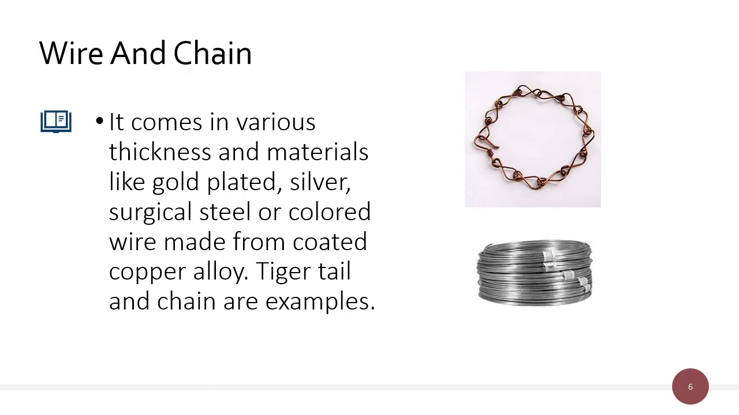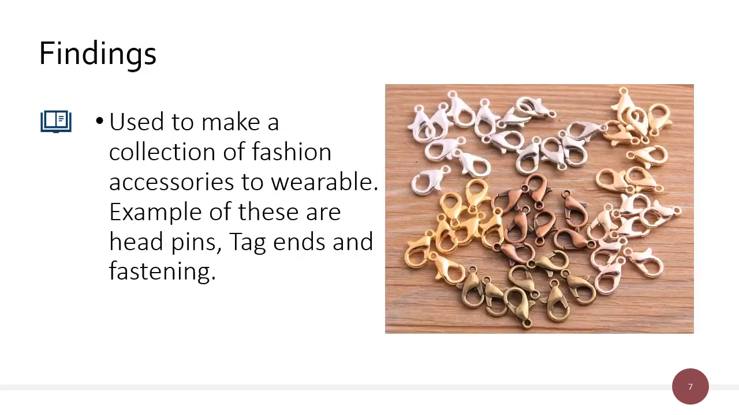Wire and chain. It comes in various thicknesses and materials, like gold-plated, silver, surgical steel, or colored wire made from coated copper alloy. Tiger tail and chain are examples. Findings. Used to make a collection of fashion accessories wearable. Examples of these are head pins, tag ends, and fastening.